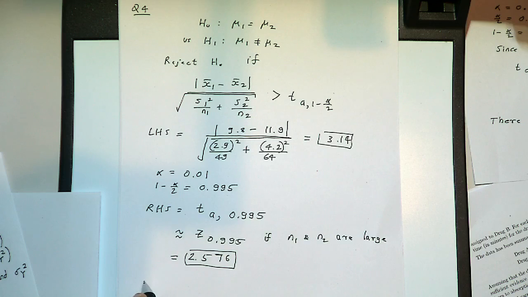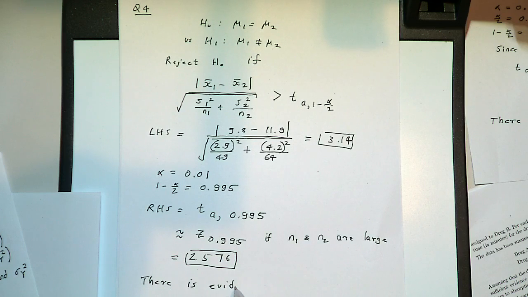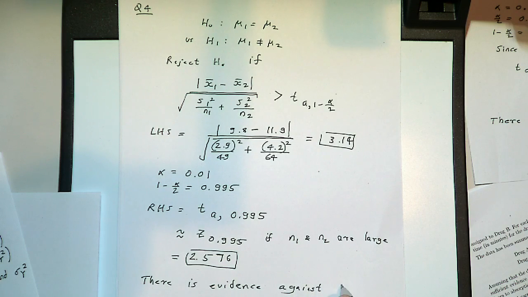So the conclusion is that there is evidence against the null hypothesis. That means there is evidence that the population means are significantly different. The question doesn't say what the population is. It basically says there are two different populations. Okay, is that clear, guys, or no?